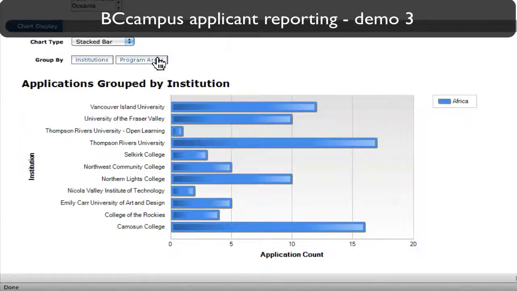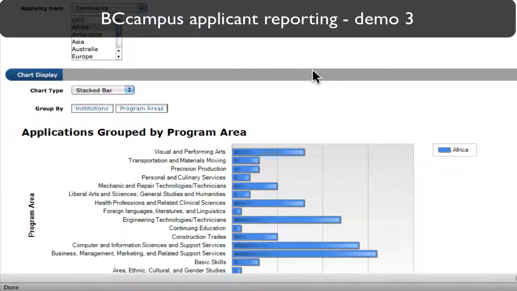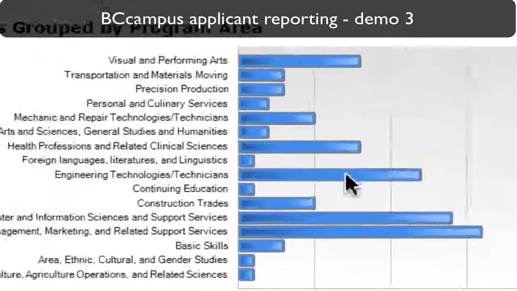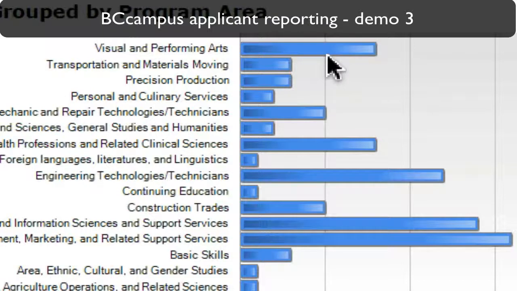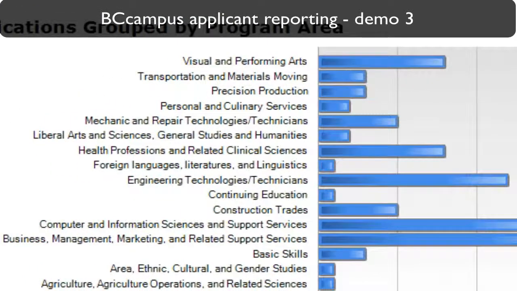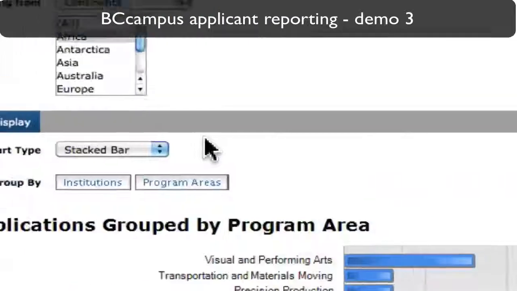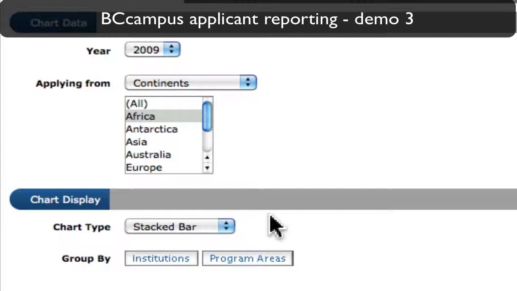We could also look and see which program areas these individuals were applying to, and you can see the top 4 areas: visual and performing arts, engineering technologies and technicians, computer and information sciences and support services, and business management marketing related. If you hover over each one, you can see exactly how many applications there were in that time frame.